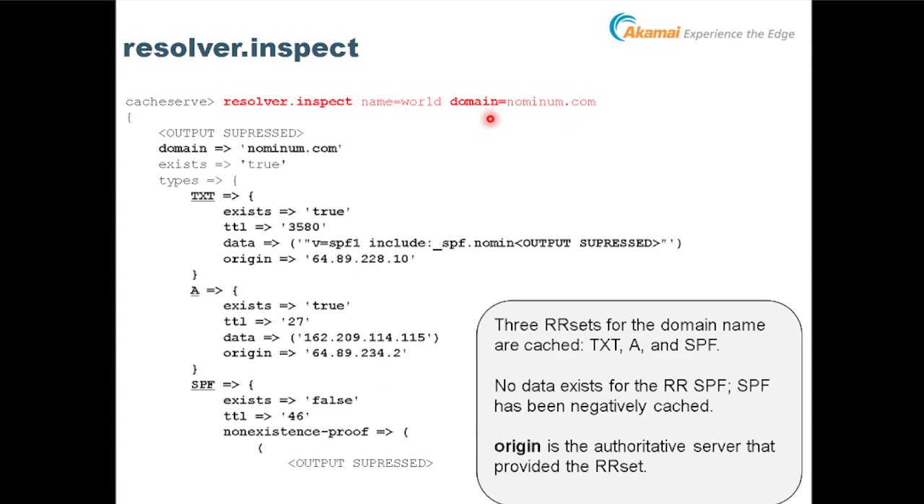So here's another. We're looking for another. This is an example where we have multiple types that exist at a particular name. So you can see SPF or text records and all that kind of stuff.